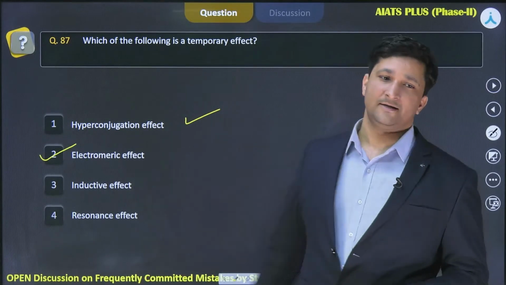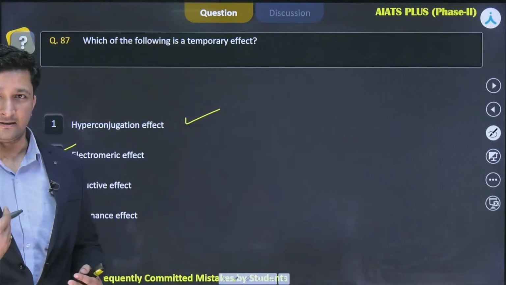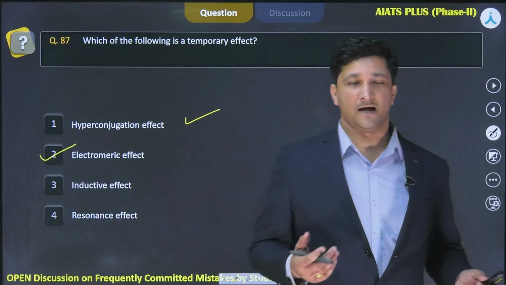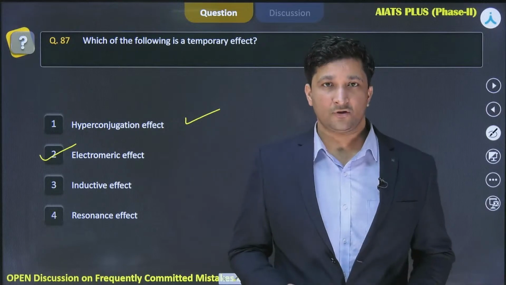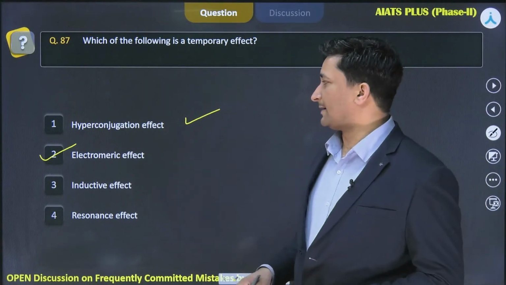Again, the inductive effect. The inductive effect is due to electronegativity difference. Either there is donation of electrons or withdrawal of electrons from the carbon bonds, and that is called the inductive effect. Again, electronegativity is a permanent phenomenon, so the inductive effect is also a permanent phenomenon.